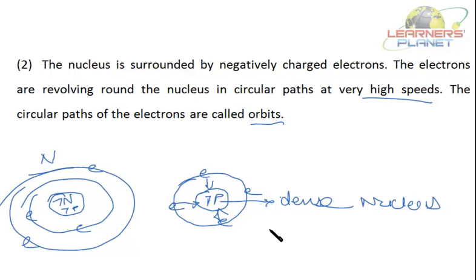Protons are positively charged, so they will be pulling the electrons inside, and an atom will collapse. But it doesn't happen. The atom is stable. So he suggested that the electrons are revolving round the nucleus in circular paths, and that too at very high speeds. Now how are these balanced?